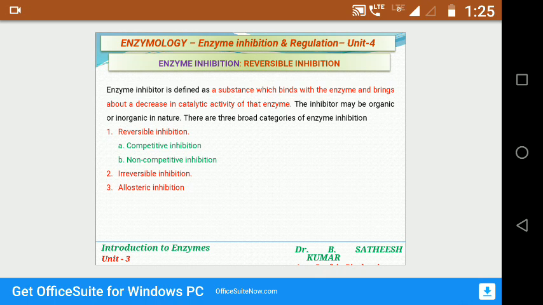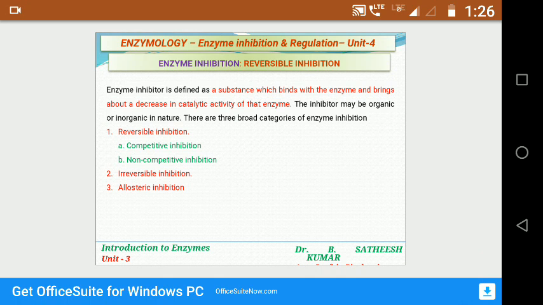Let us quickly go through the previous class and recap it. First of all, inhibition means inactivating the enzyme, inactivating the catalytic activity of the enzyme. If a molecule binds to an enzyme and inhibits its function, that molecule is called an inhibitor. The inhibitor may bind to the active site or other than the active site also. Based on that, different mechanisms have been established.